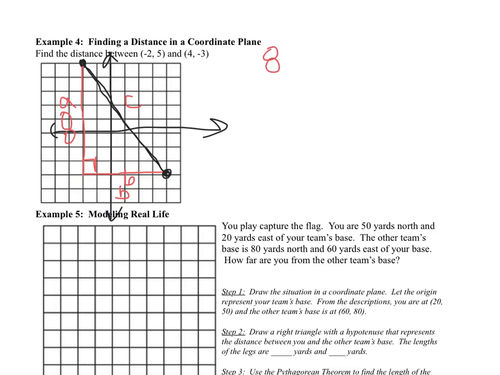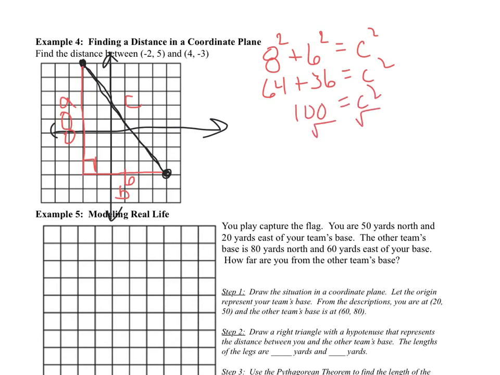So 8 squared plus 6 squared is going to give me this magical C squared that we're looking for, which is that distance between those 2 points. So 8 squared is 64, 6 squared is 36. Add those two together, I get 100, C squared equals 100. So again, another nice perfect square. When I take the square root, C equals 10. So the distance between those 2 points is 10 units.